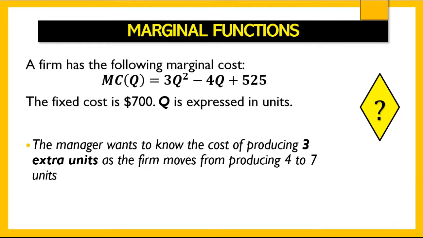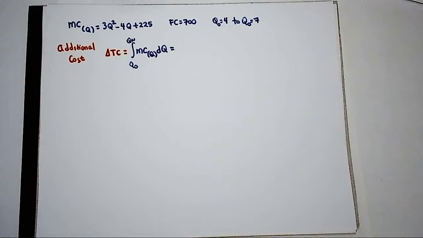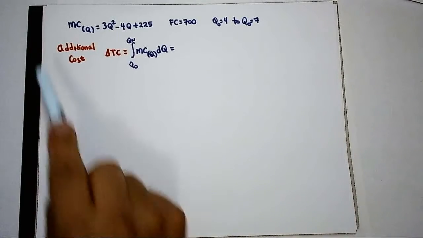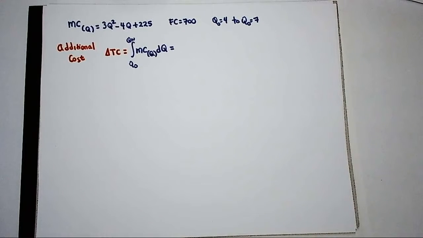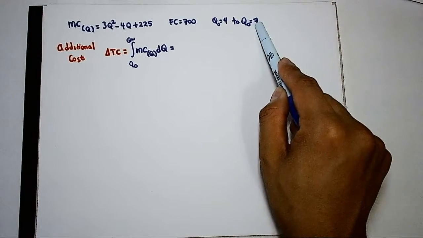Now let's solve our second example. A firm has this marginal cost and this fixed cost, and the manager wants to know the cost of producing 3 extra units as the firm moves from producing 4 to 7 units. For this problem, we have the marginal cost, the fixed cost, and the range of production. We want to know the additional cost of increasing 3 units in production.